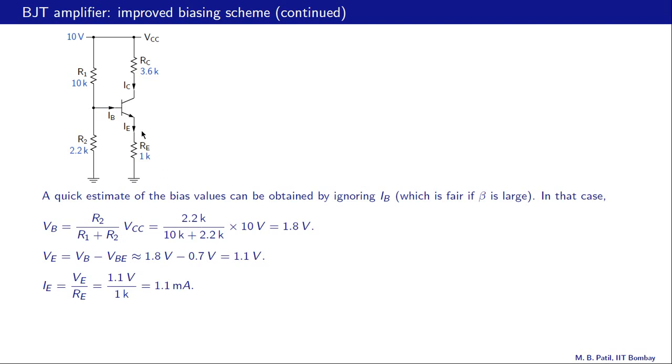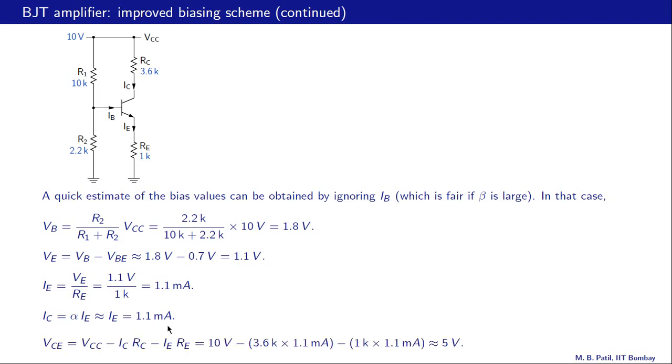Once we get VE, IE is simply VE divided by RE, or 1.1 milliamp. And if beta is large, then alpha is equal to 1, and IC and IE are then equal. So IC is alpha times IE, nearly equal to IE, that is 1.1 milliamp.